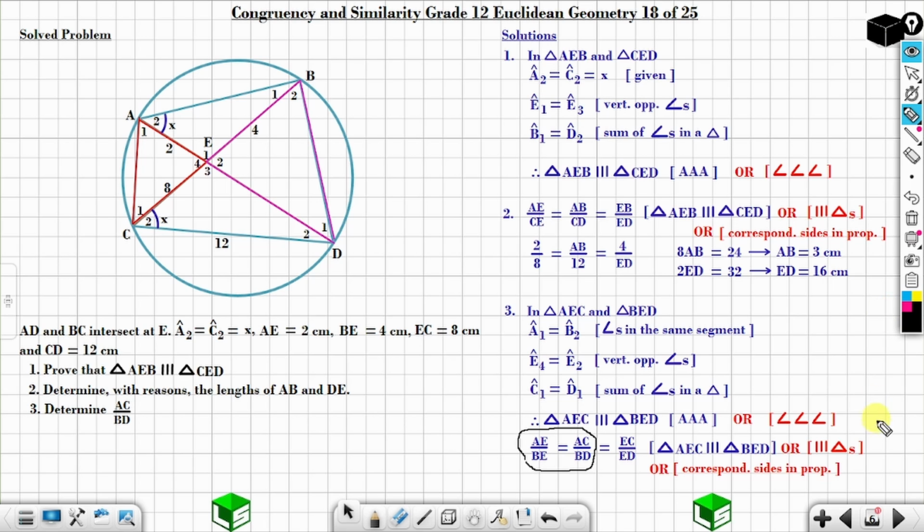This property is used most of the time. You can use this property. So AC over BD is equal to AE, which is 2, over BE, which is 4. 2 over 4 is equal to 1 over 2.